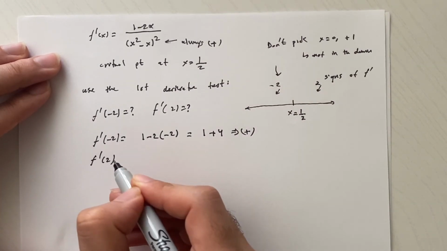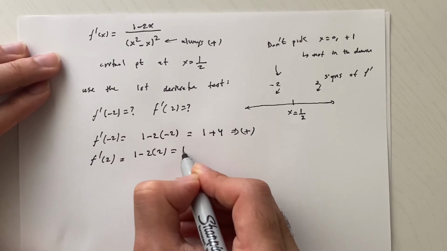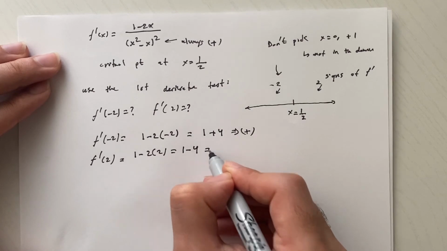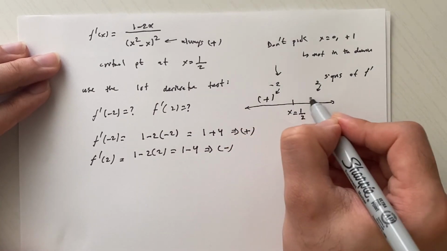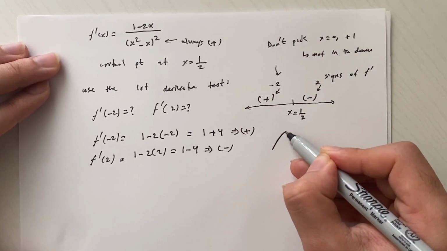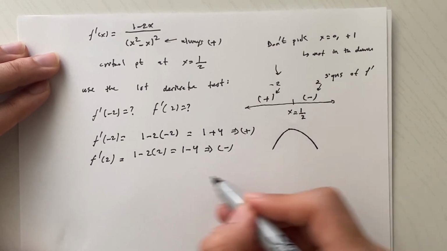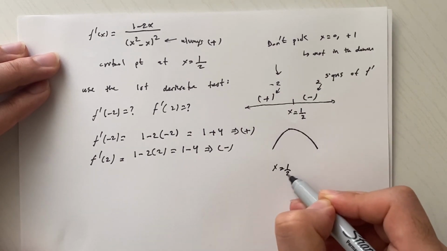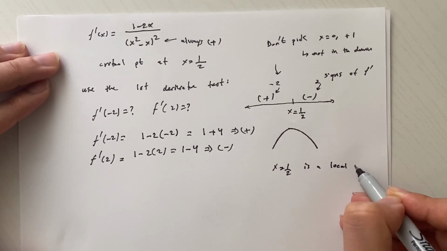And then I'm going to take x equal to 2, and it's going to be 1 minus 4, which is minus 3, which is a negative number. So I'm going to mark that on our number line. What we notice is that we are going from a positive slope, or positive derivative, to a negative derivative. Therefore, from this shape that I just graphed, x equal to one half is a local maximum.